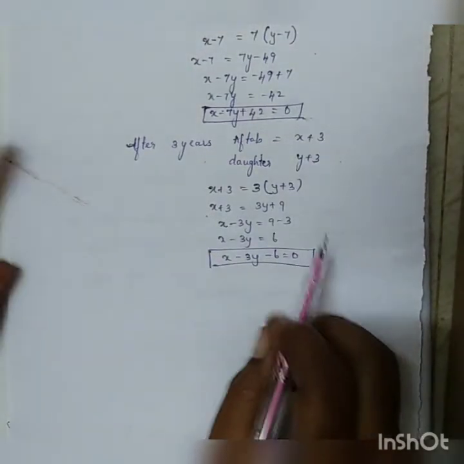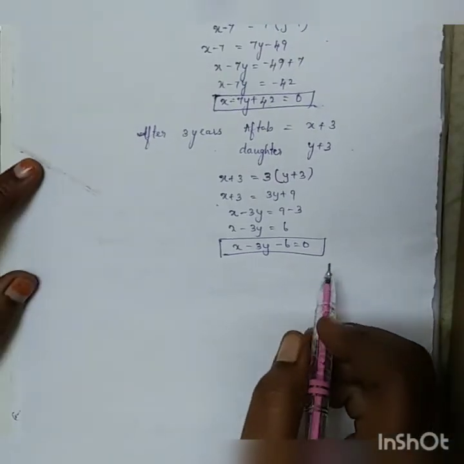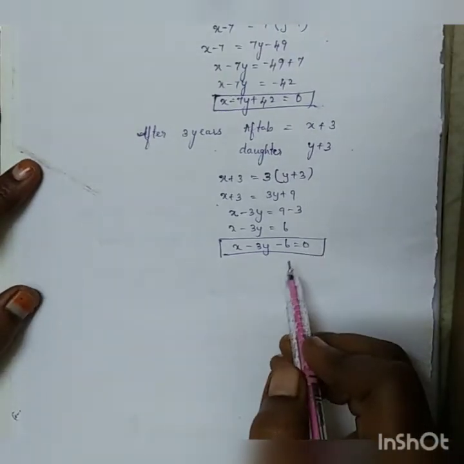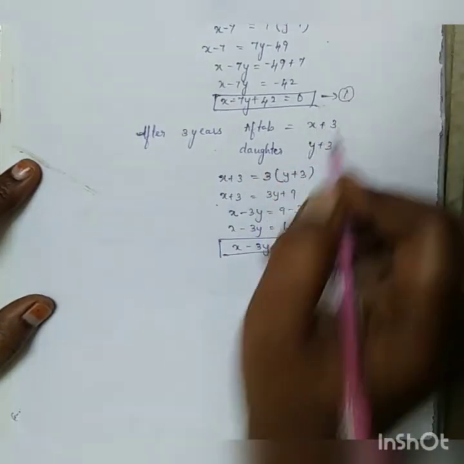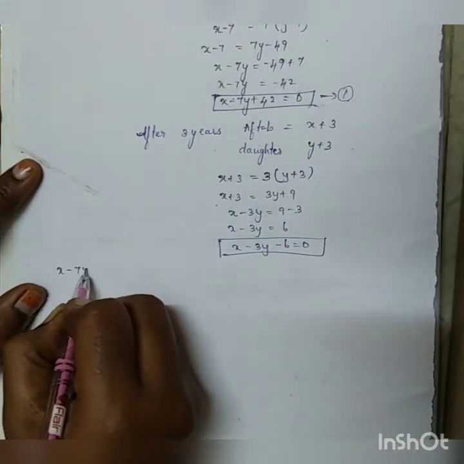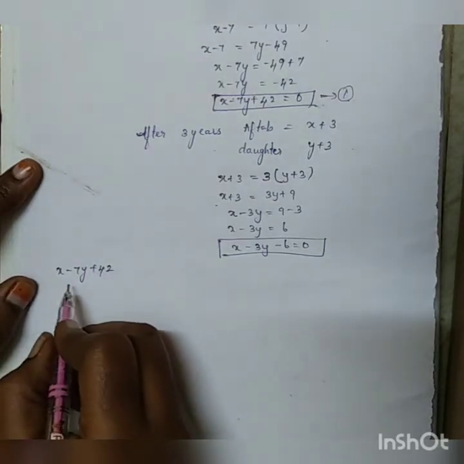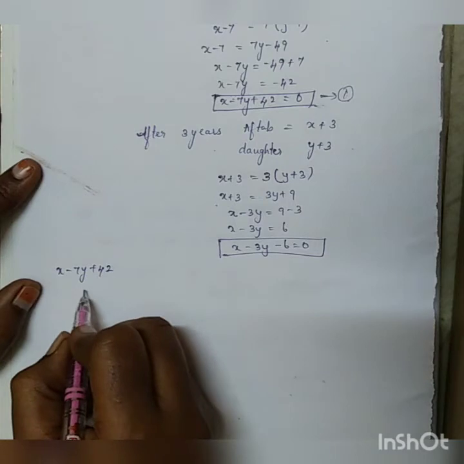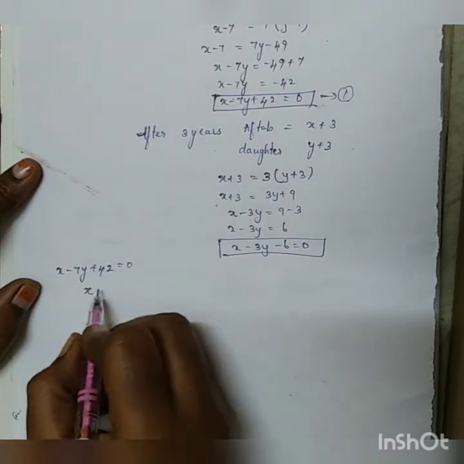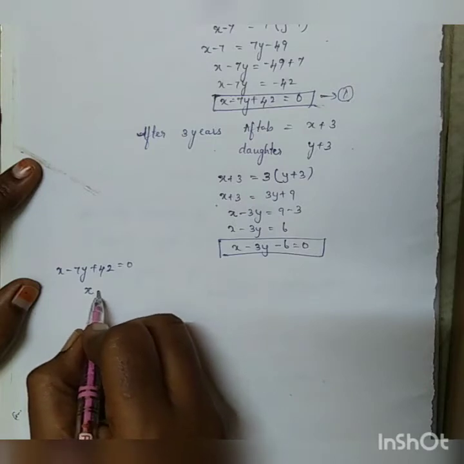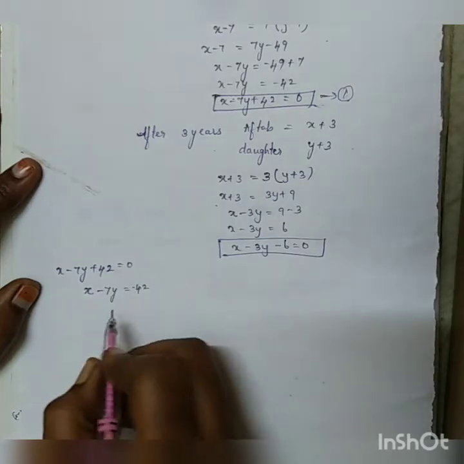This is about the algebraic part. Now the same thing we have to represent graphically also. For representing graphically we need the points. So let us take the first equation, that is x minus 7y plus 42, equal to 0. So x minus 7y equals minus 42.